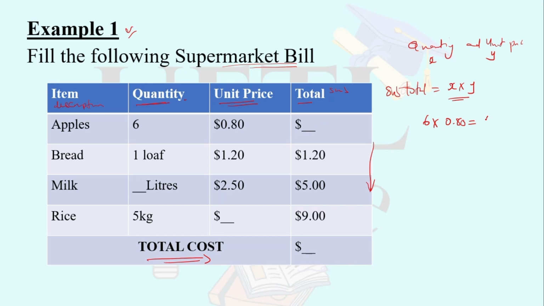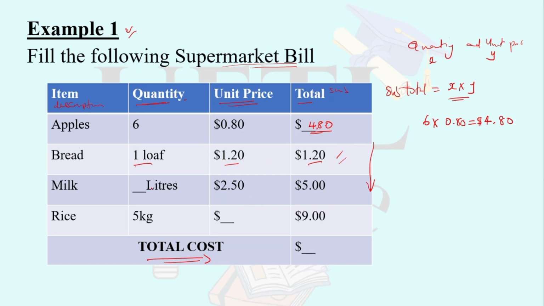So $4.80 is going to be the cost of this. This is how we do it, just multiply this and this. Let's go to the next column, which is bread. Here you can see that we have one loaf, and one loaf cost $1.20. They just multiplied one and this and got it.